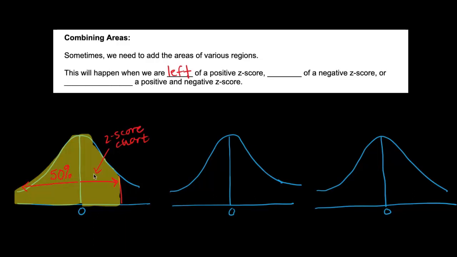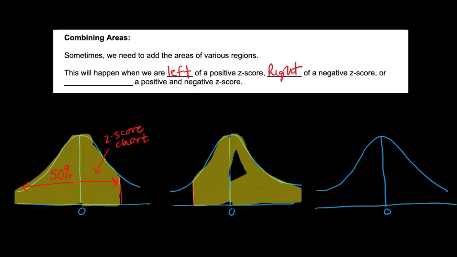Now, the other scenario is if you wanted to find the area to the right of a negative z-score. A negative z-score would be to the left of 0, and if you wanted to find the area to the right, it would be all of this area right here plus the entire right-hand side. We know that the entire right-hand side is 50%, which has an area of 0.5. I should have mentioned that before on my last picture. The area is 0.5. And then the chart can give us this area on the left-hand side. So we have to piece those together and do them separately and then add them together.